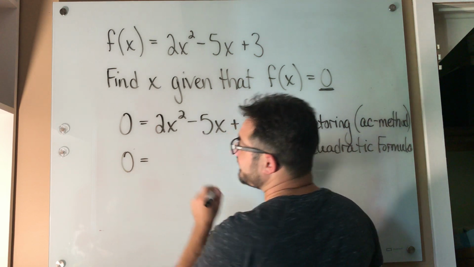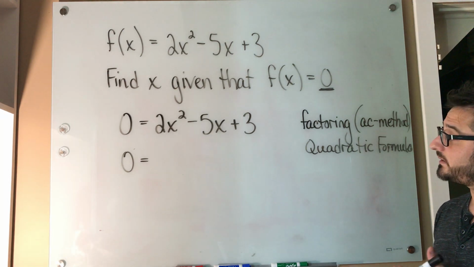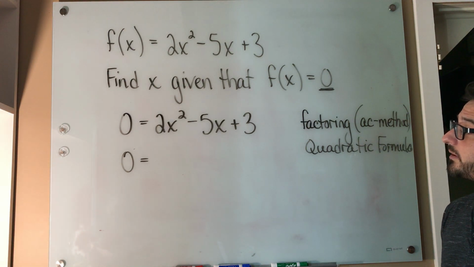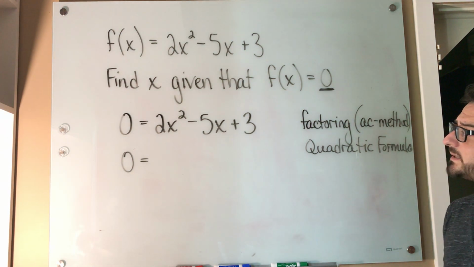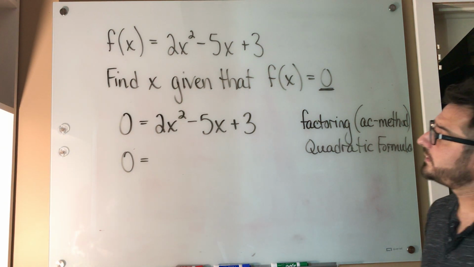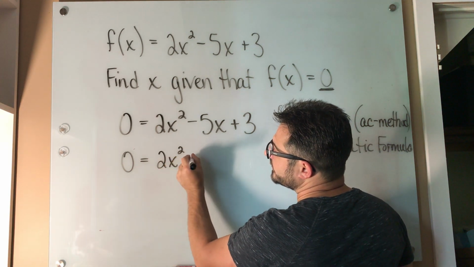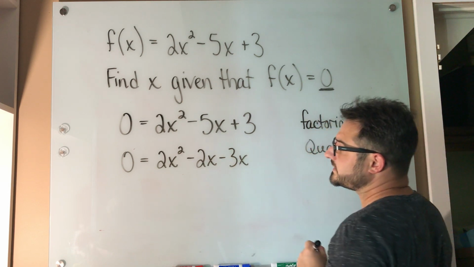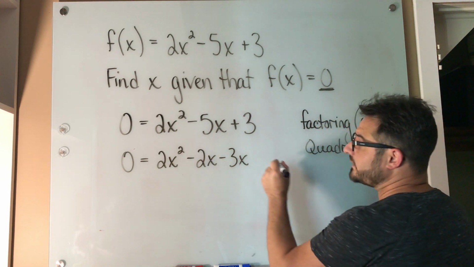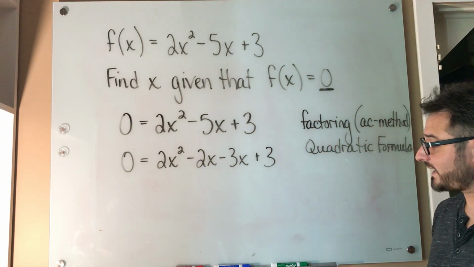I'm a big fan of factoring. I think it takes considerably less space than the quadratic formula, but you do what you are capable of. Again, that lead coefficient of 2 can make the factoring a little bit difficult. But if we do it right, we can split the minus 5x into negative 2x and negative 3x, and then we can do a little bit of factoring by grouping.